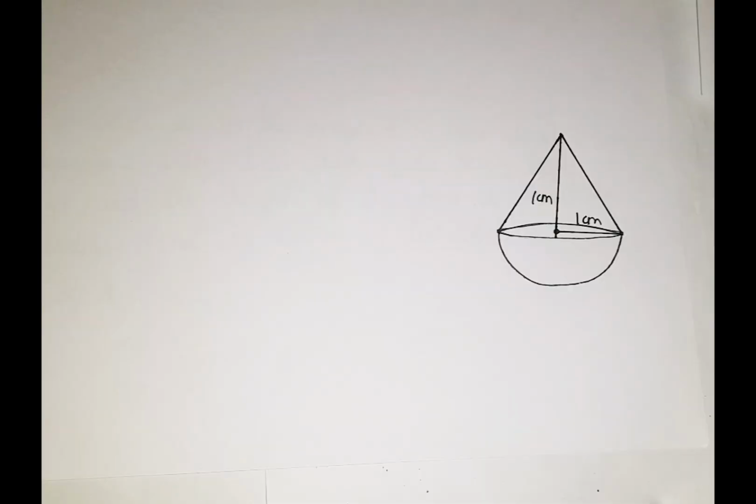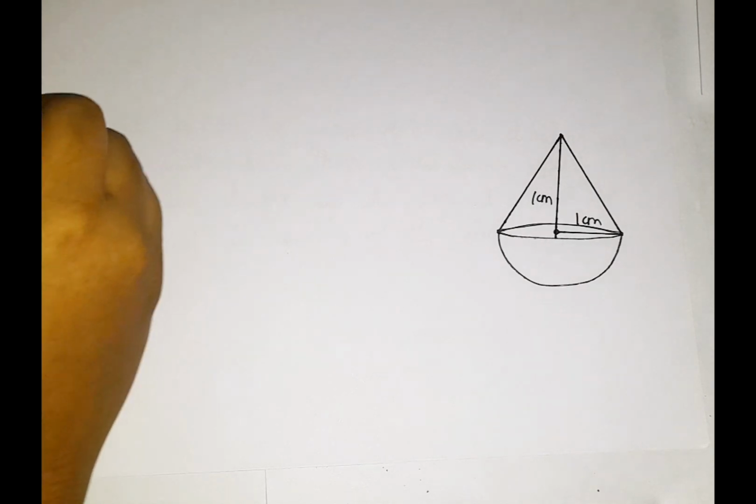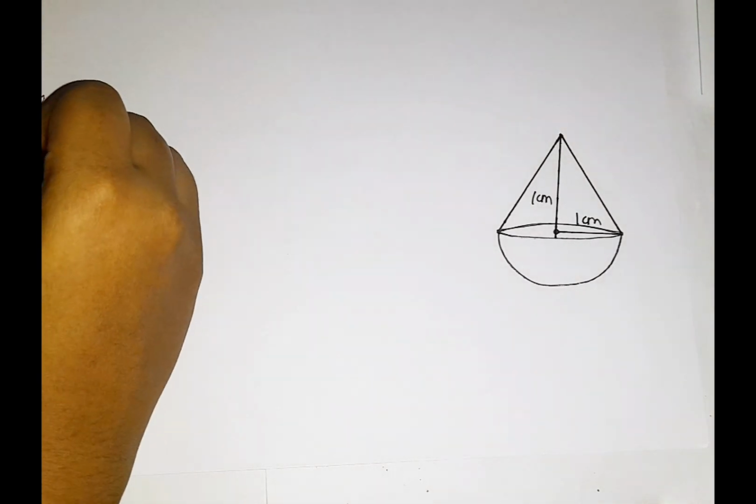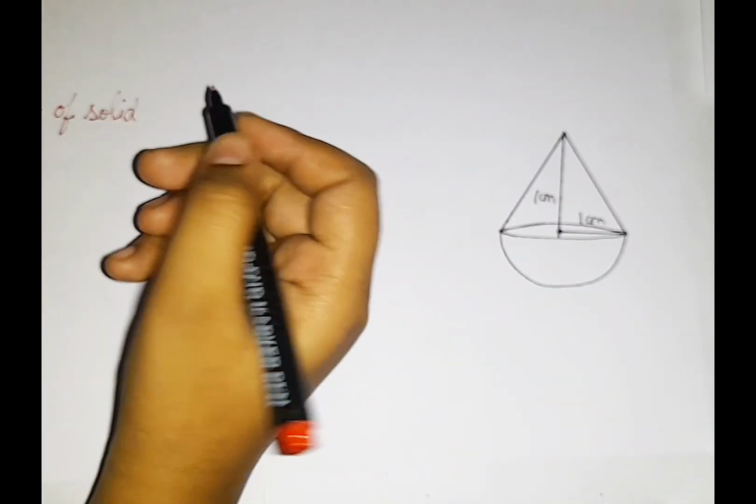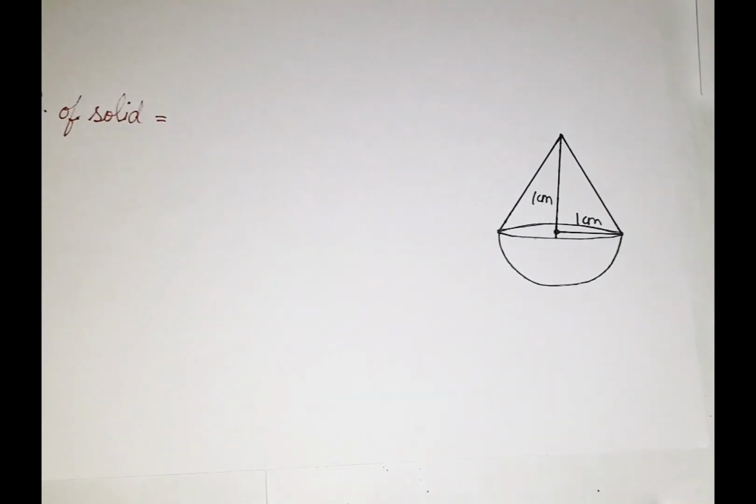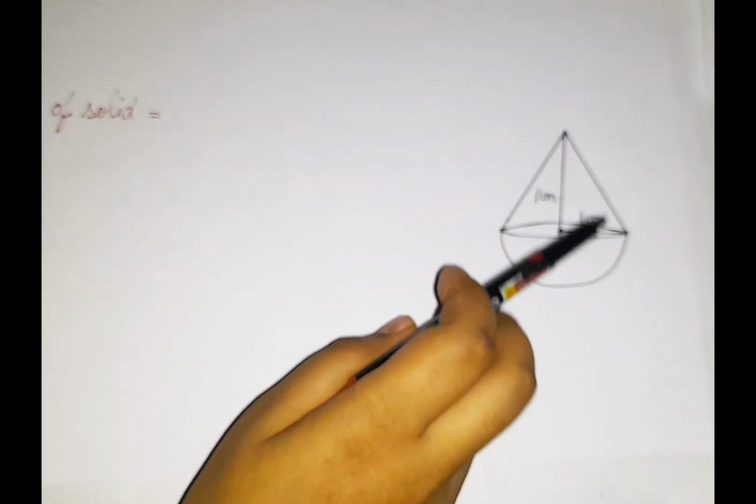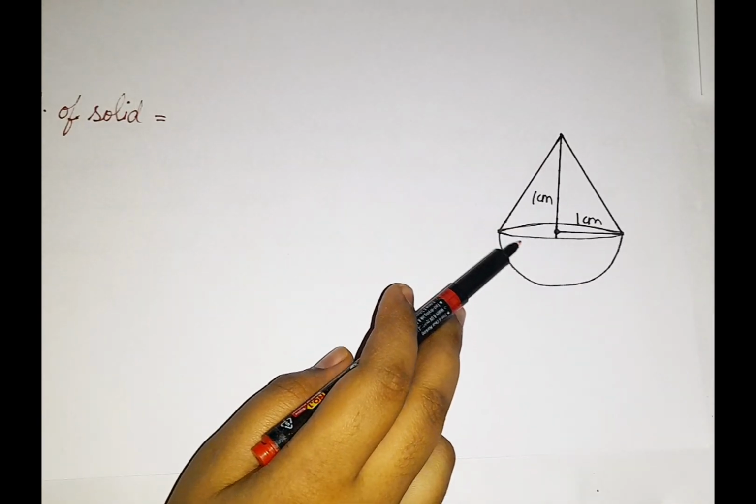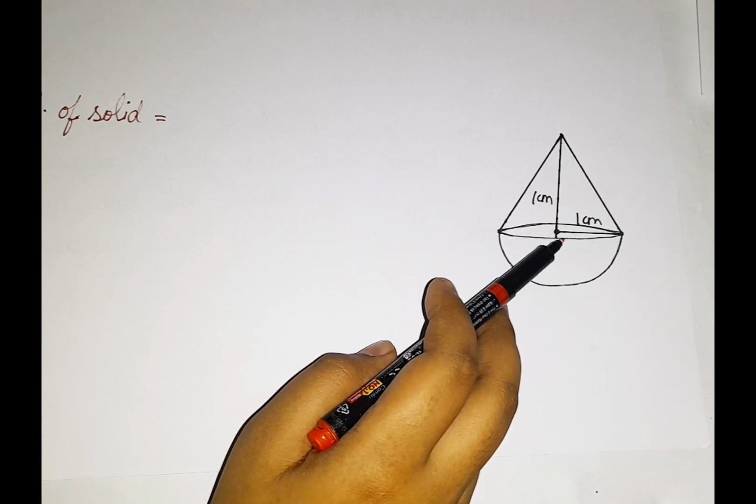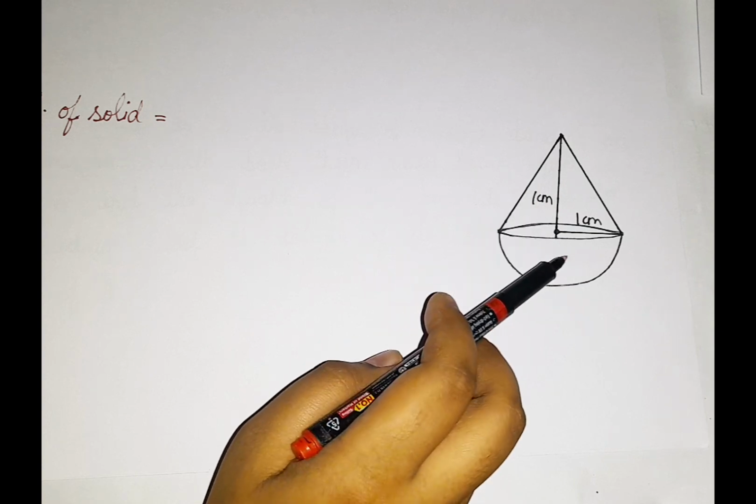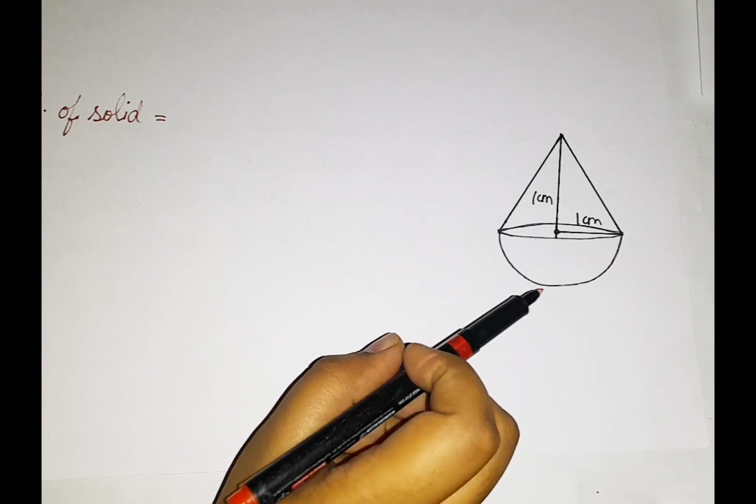Now I just drew the figure as it is. Since we are going to be finding the volume of the solid, let us write volume of solid is equal to. This is the solid, am I right? In this complete solid, we are supposed to find the volume. How can we find it? We can write volume of cone plus volume of hemisphere, am I right? So let us write that.